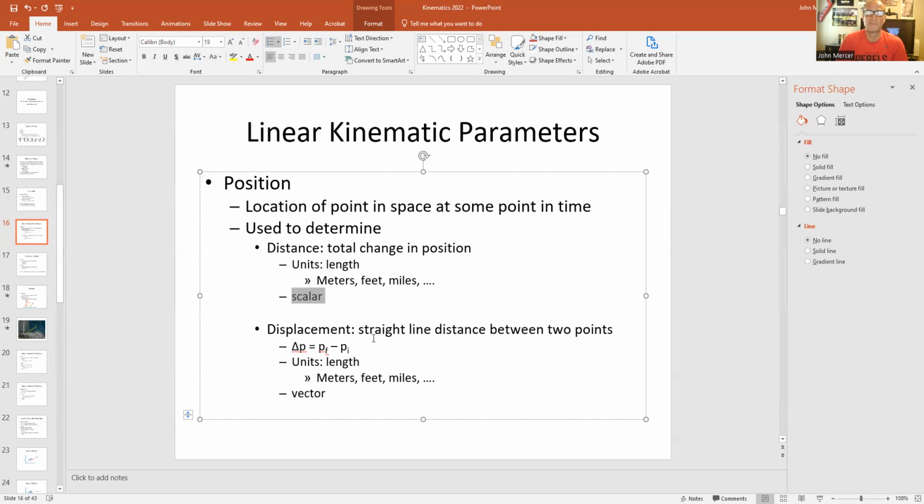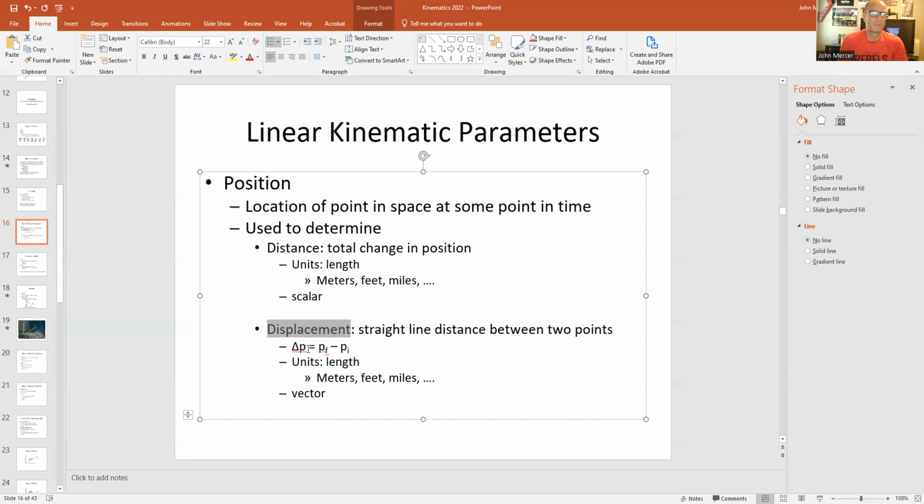I only need to give you the magnitude of that distance: 10 miles, 26 miles, 50 miles, what have you. Displacement is still under our position parameter, but displacement represents a straight line distance between 2 points.